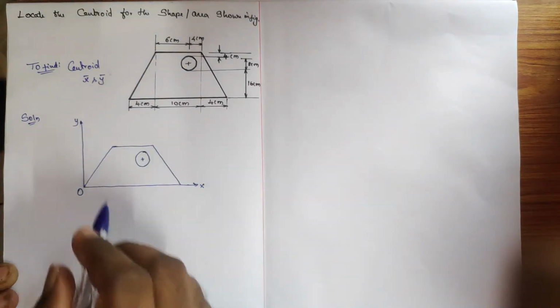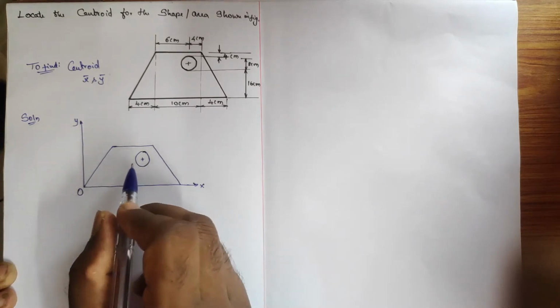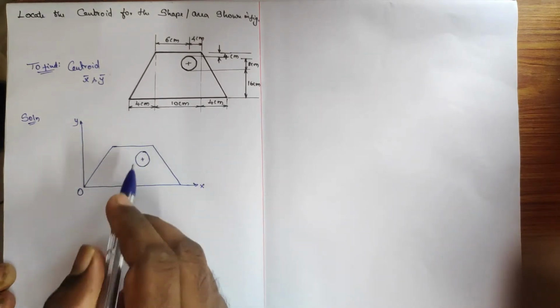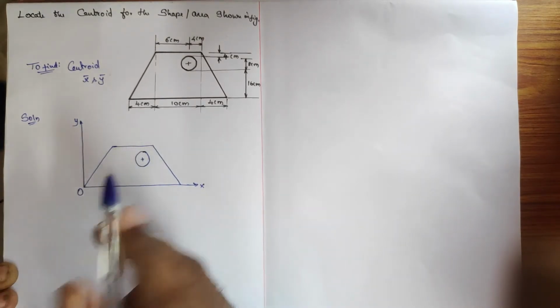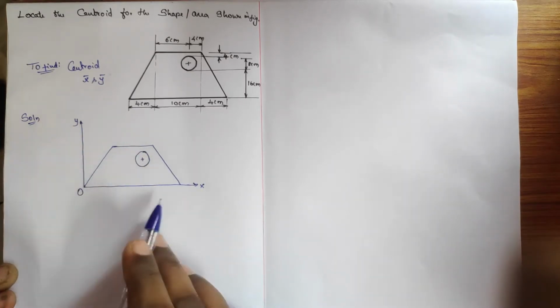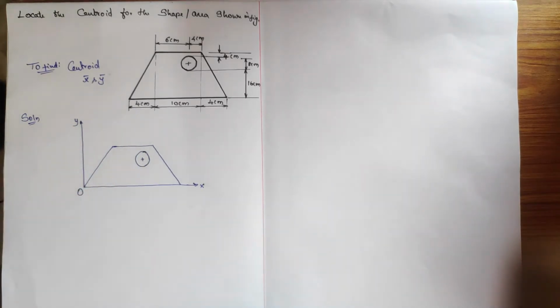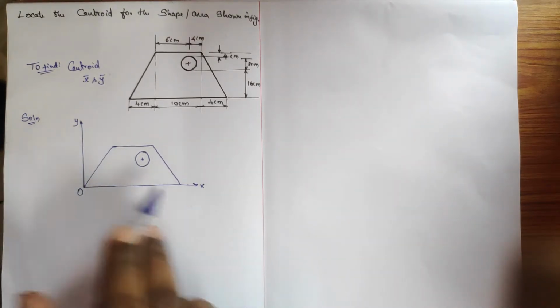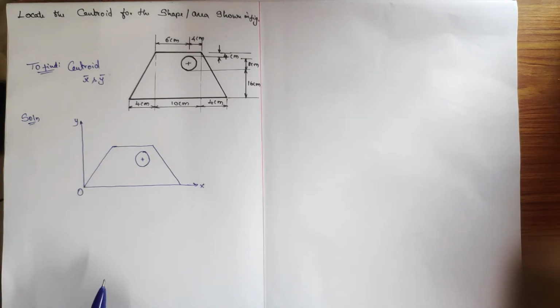Okay, fine. So here we have the circle, which is a hole, and some other composite material also there. After bringing it into the xy axis, what we have to do is break down the combined section into simple components.